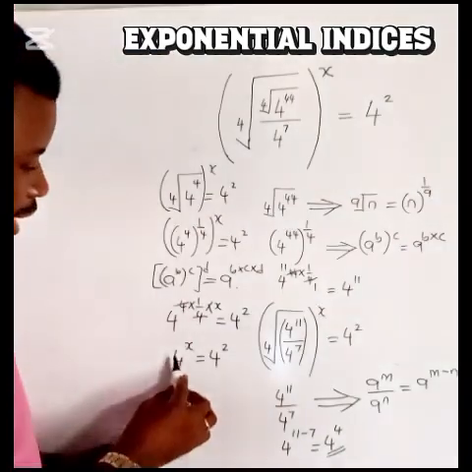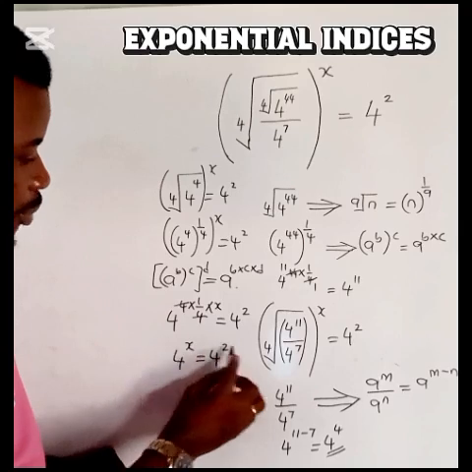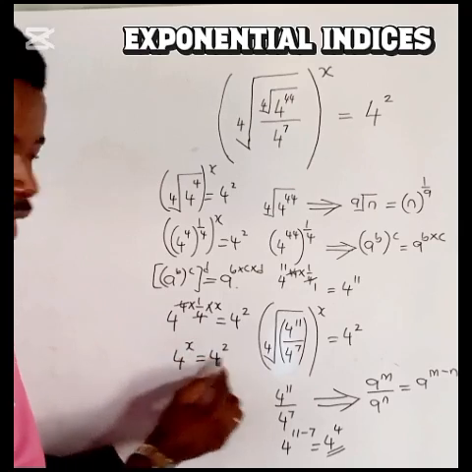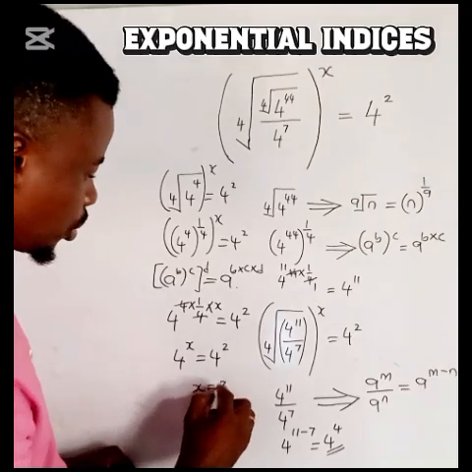Now you can see that in indices, when you have the same base, you equate the powers. 4 and 4 are of the same base. So therefore your answer is x is equal to 2.